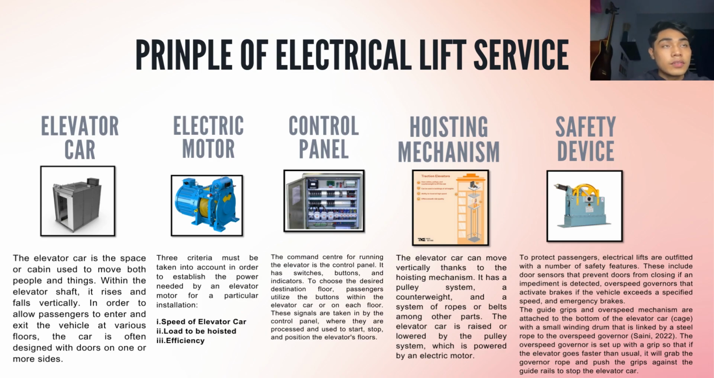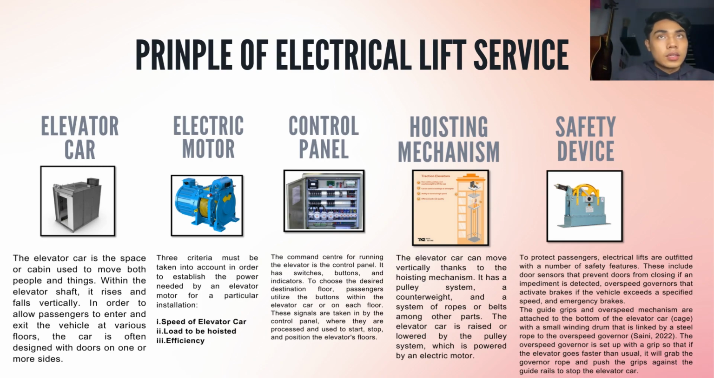So the first is the elevator car. The elevator car is the space or cabin used to move both people and things within the elevator shaft. It rises and falls vertically. In order to allow passengers to enter and exit the vehicle at various floors, the car is often designed with doors on one or more sides.